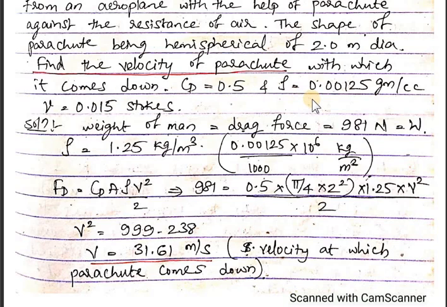Then the density of the air is given as 0.00125 gram per cc. This we need to convert. Then they have given the viscosity, that is 0.015 Stokes, which we have already discussed in the first chapter, so you can recall it again. Now, of all the data given, we need to consider only what is required for the problem.